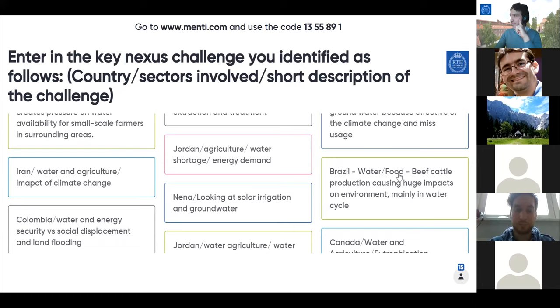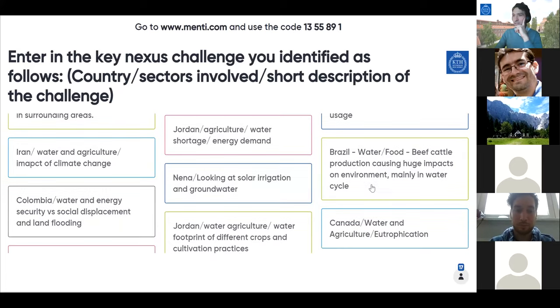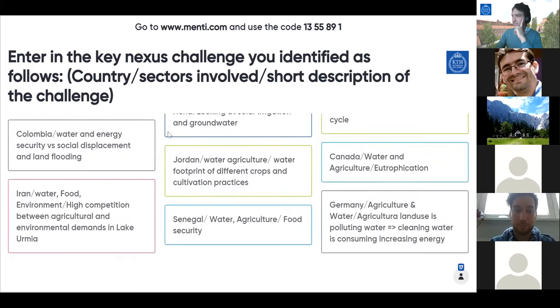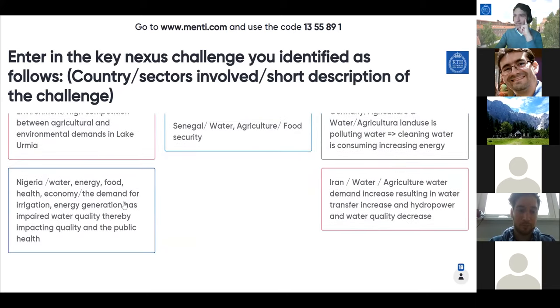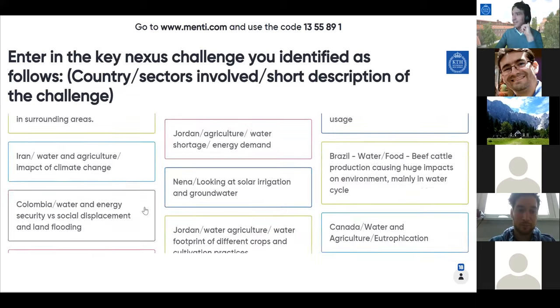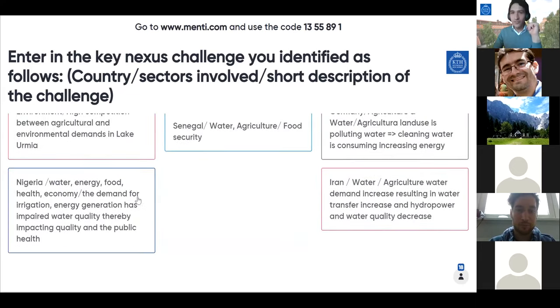In Brazil, beef cattle production is causing huge impacts on the environment, in the water cycle. Here we have an example from Iran, water, food and environment. There is high competition between agricultural and environmental demands in Lake Urmia. Okay, I think we will share this. Already 20 of you have shared some opinion.